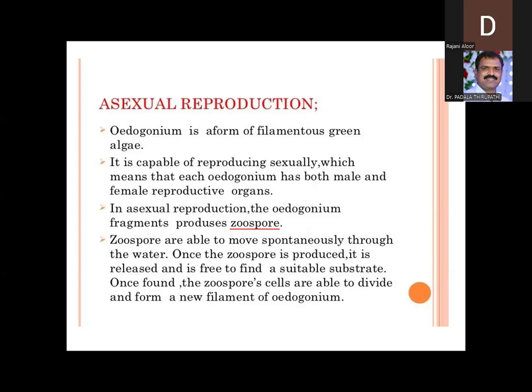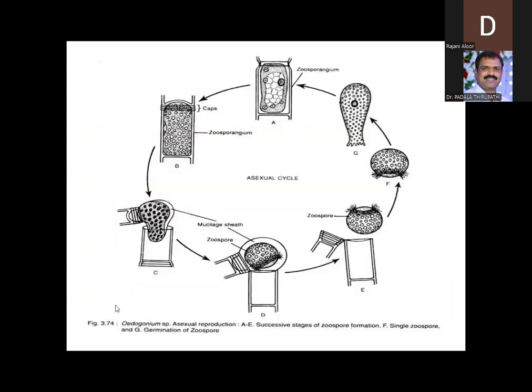This zoospore divides into two cells. The lower cell becomes the holdfast, and the upper cell divides to produce the filament. This is common when the zoospore is liberated. This is the total asexual reproduction.